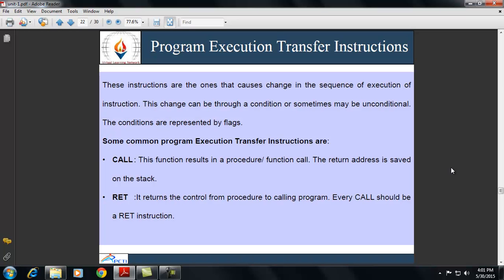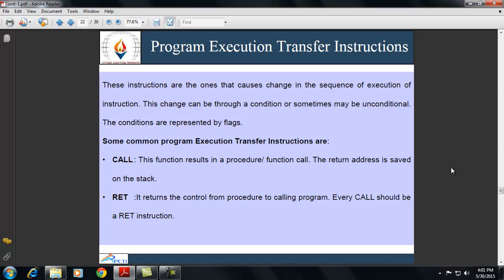Now next are program execution transfer instructions. These instructions are the ones that cause a change in the sequence of the execution of instructions, and this change can be conditional or sometimes unconditional. So the program execution transfer instructions can be categorized into two categories, that is conditional or unconditional.